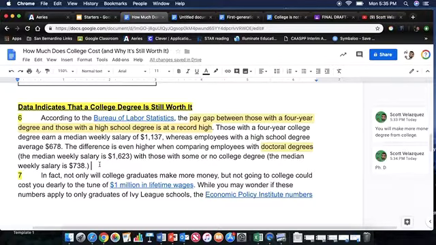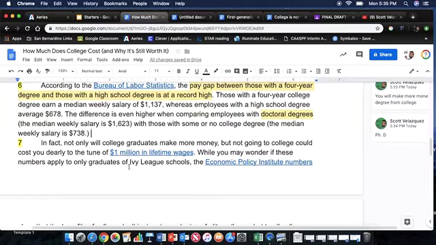So would you rather make $700 with only some college or some high school, or would you rather make $1,600 because you went to college, right? You basically doubled your money. I don't know about you, but I prefer more money. Okay, so let's go to paragraph 7.